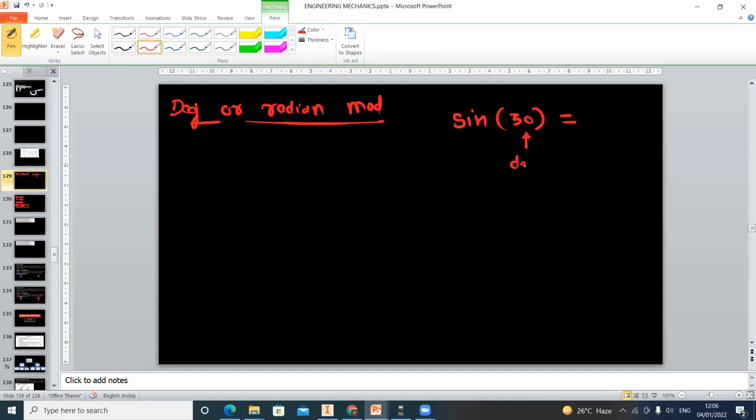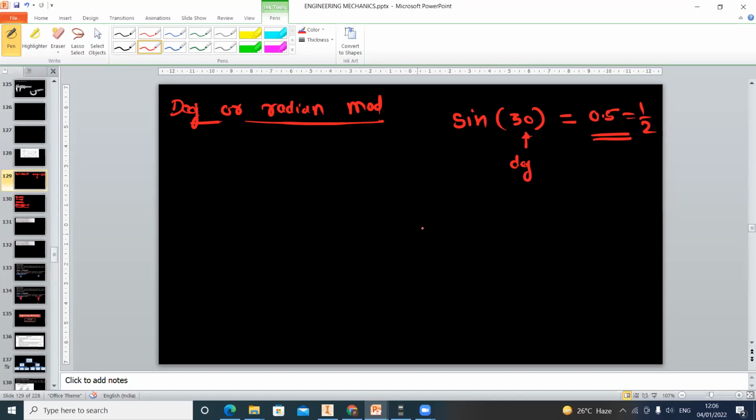Next is the degree or radian mode. When we are entering the value for trigonometric functions like sine 30, this angle is in degree, and you will get the answer as 0.5 or 1 by 2. But if you enter this 30 as a radian, you will get some different answers.